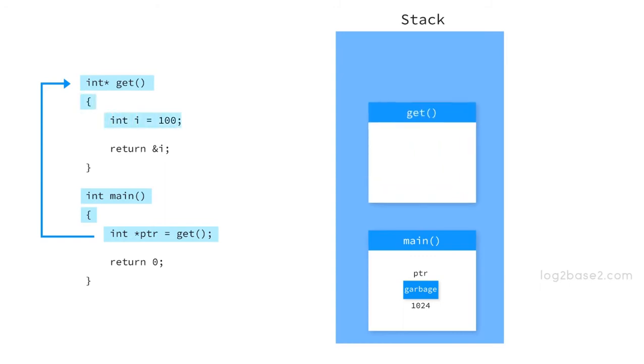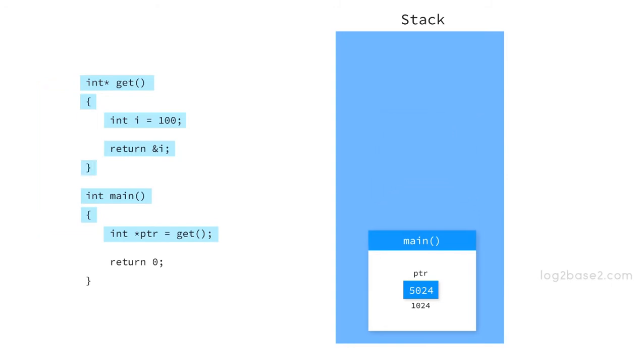Here we have an integer variable I created and initialized with 100. Suppose it is created at address 5024. Now we return the address of I to the calling function main. So it will be stored in ptr. But the function get will be popped out from the stack since its execution is completed. The memory occupied by the function will be available for further use. But the pointer in the main function still points to the memory location 5024. A further function call may occupy the same memory location, which might cause an issue.